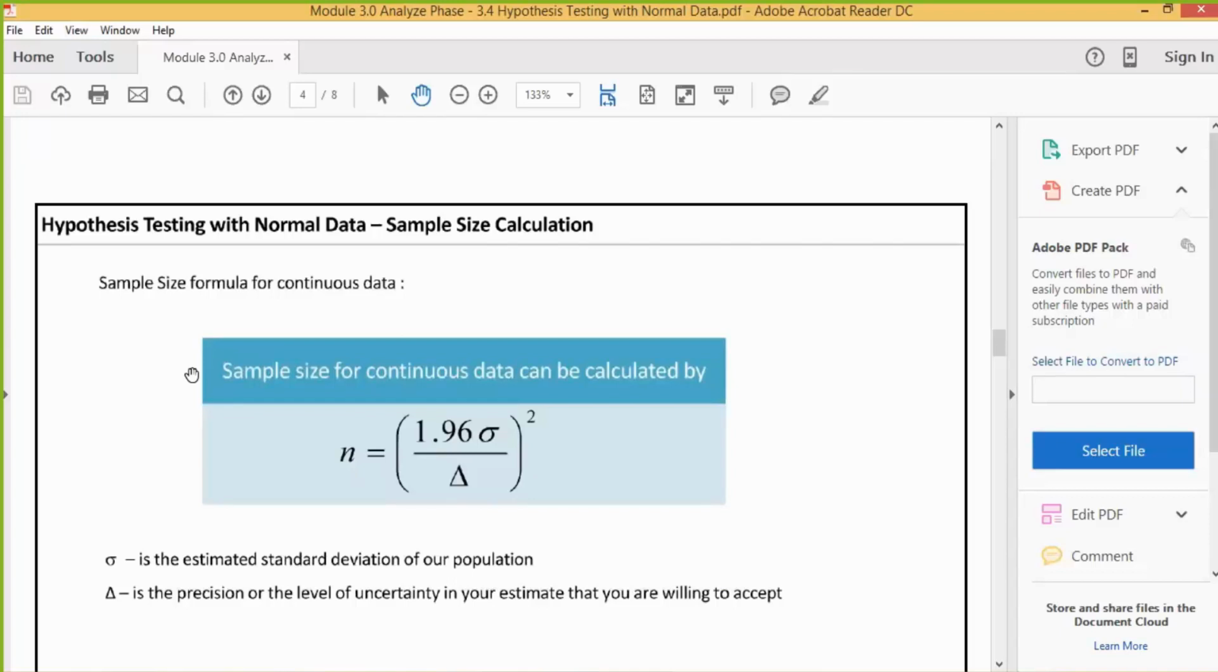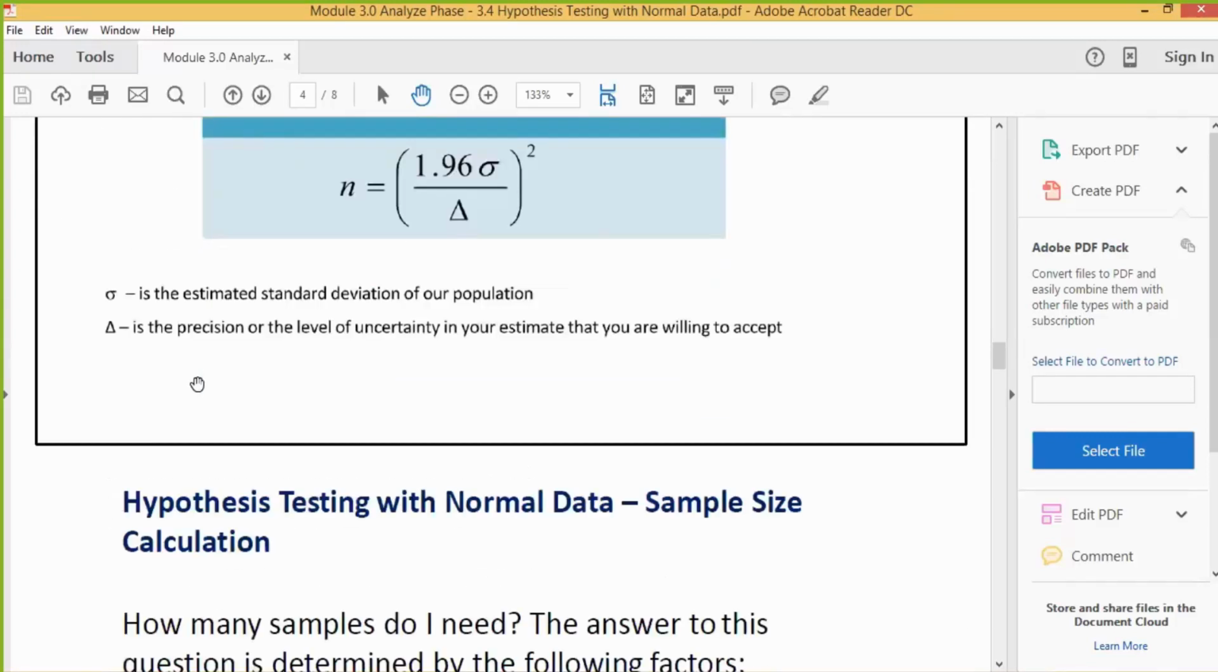I just filtered out certain things which can be used in the examination. Am I clear? Yes, sir. Okay, so sample size. Now you understood the meaning of ANOVA. If there are more than one sets of data and the two data are affecting the dependent variable, you can use the ANOVA test. It is used in the analyze phase. Sample size for continuous data is n equal to the whole of 1.96 sigma divided by delta, the whole square. Delta is the precision, the level of uncertainty in your estimate that you are willing to accept.